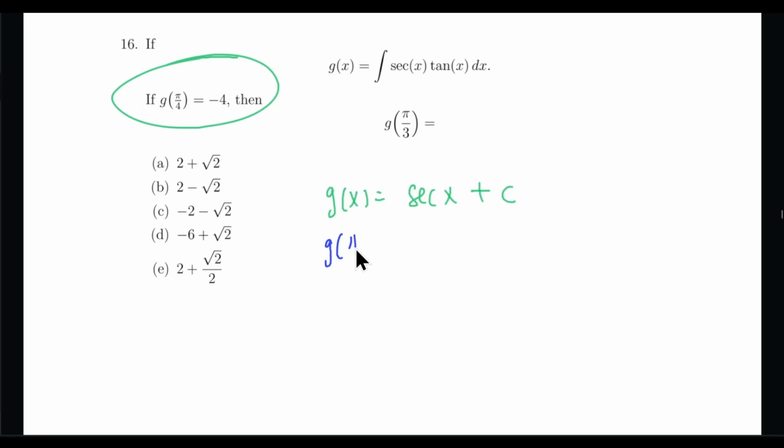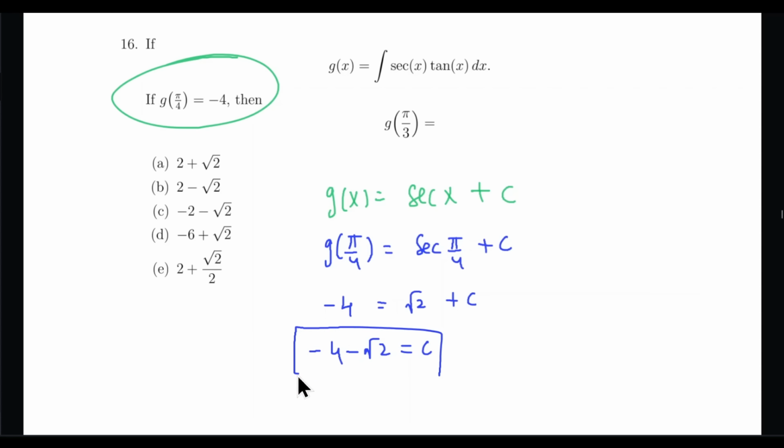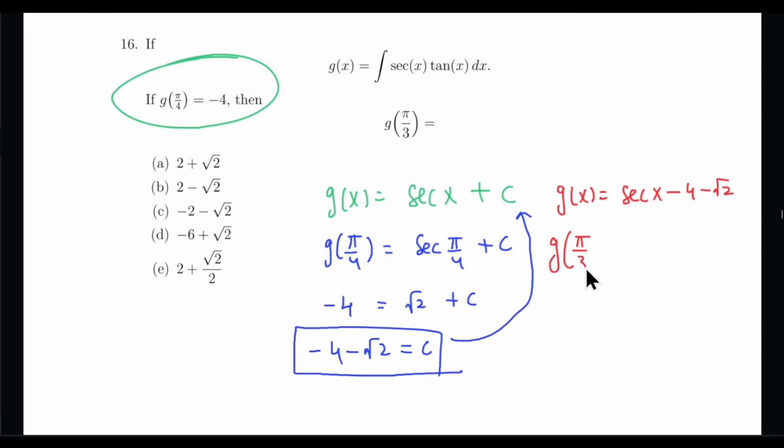So I'm going to put g of pi over 4, which is secant of pi over 4 plus c. G of pi over 4 is -4. Secant pi over 4 is root 2 plus c. So -4 minus root 2 is c. This I'm going to sub in over here. So I'm going to get my g(x) as secant x plus c, where c is -4 minus root 2. They're asking what g of pi over 3 is. So that will be secant of pi over 3 minus 4 minus root 2.